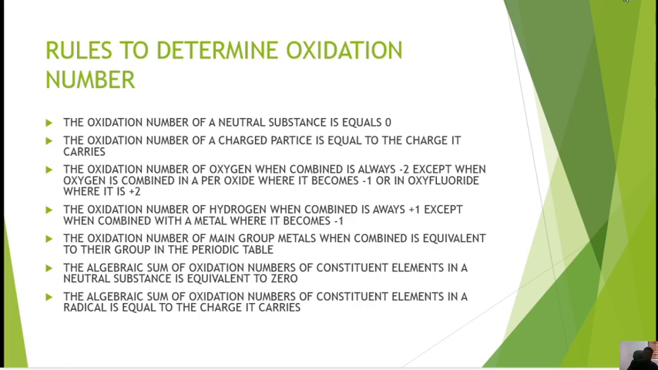But when hydrogen combines with calcium, for instance, to form your calcium hydride, it becomes what? -1. So metals combining with hydrogen makes the oxidation number of hydrogen become -1, because in this case, hydrogen will have to accept electrons instead of sharing or donating.